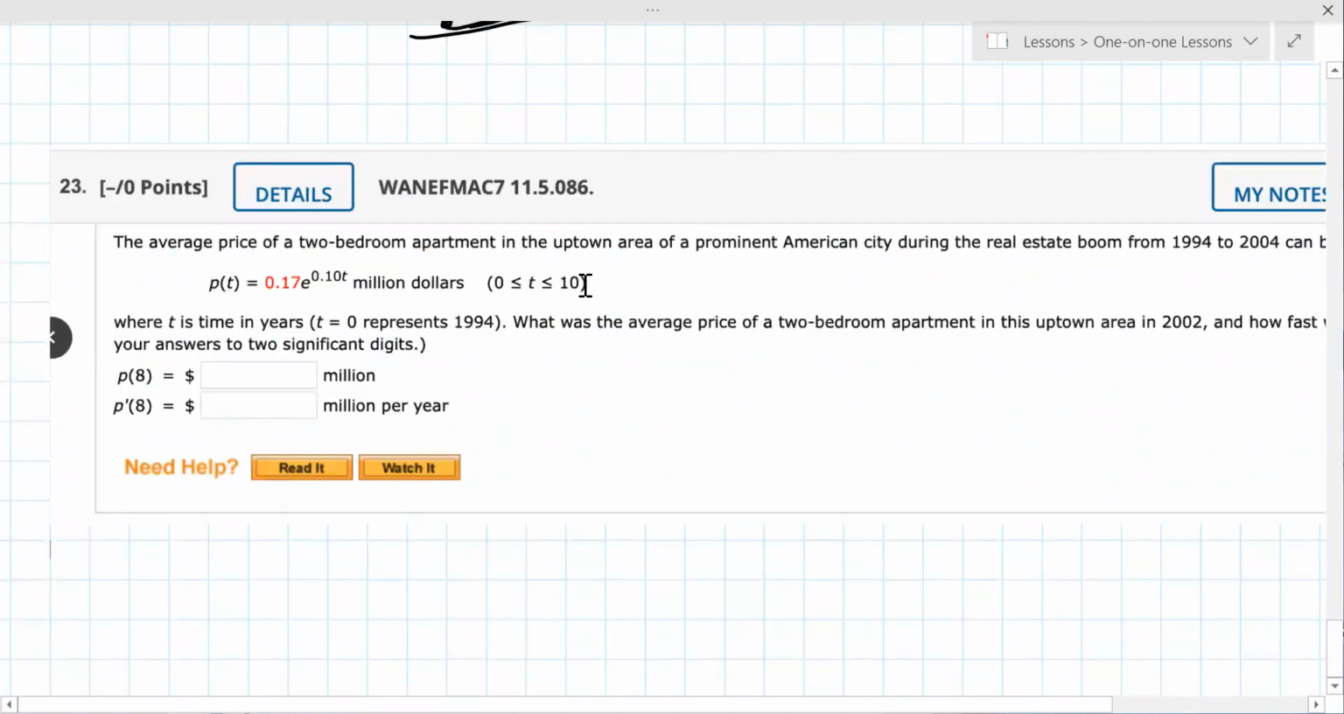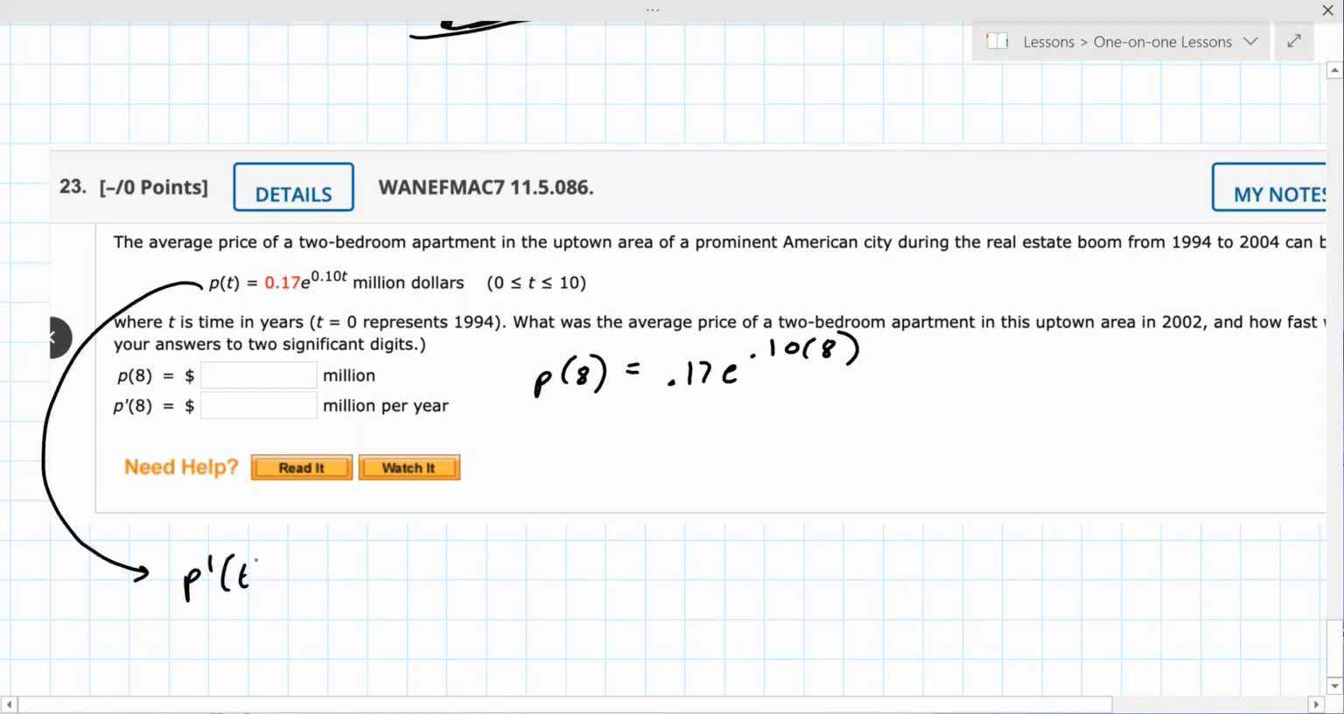The average price of an apartment is given by this equation. They want you to find P of 8. P of 8 means to put 8 into this equation, so 0.17 e to the 0.10 times 8. Just make sure you're comfortable with that. P prime of 8 means you have to take the derivative of this. So P prime of t equals... we're going to use the constant multiple rule you were asking about. That means that constant comes with it. The derivative of e is, do you recall that? It's itself. It's e to the 0.10 t times the derivative of this part.